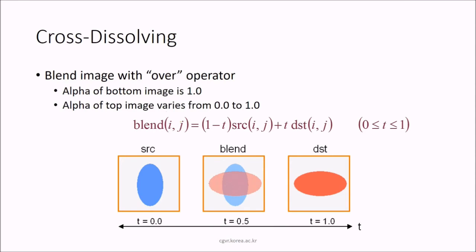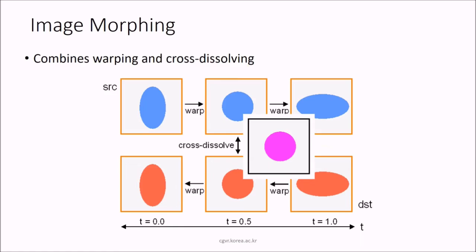It's a transformation, so you can use cross dissolving. You can blend images with the over operator. Alpha of the bottom image, say, is 1.0, and alpha of the top image varies from, say, 0.0 to 1.0. You can apply the blend function, which is equal to 1 minus t, where t is between 0 and 1. This is the source and this is the destination. So this is how you take the source and blend it with the destination.